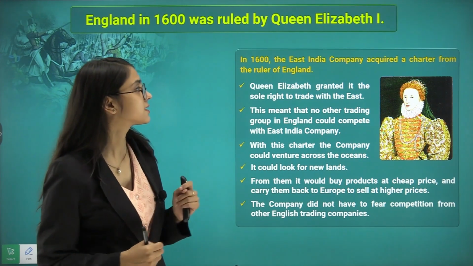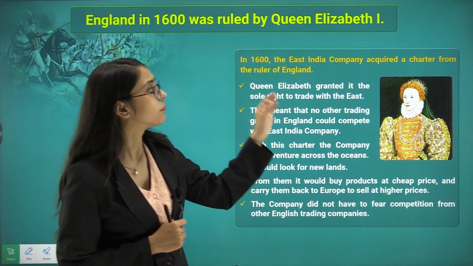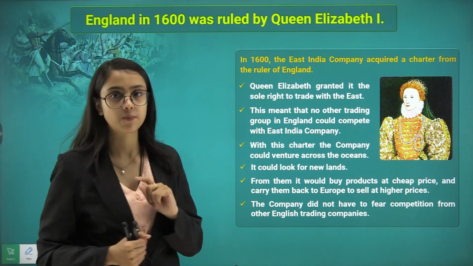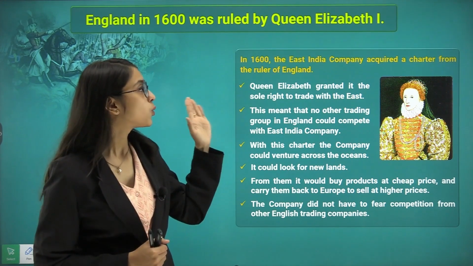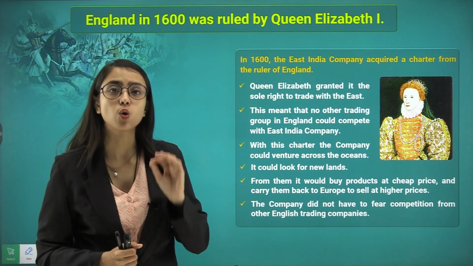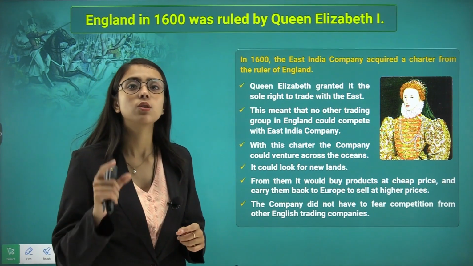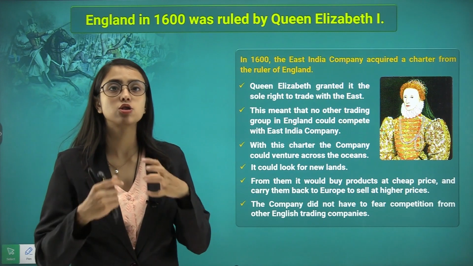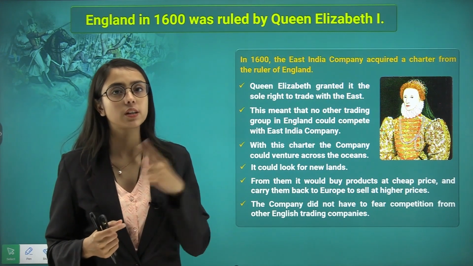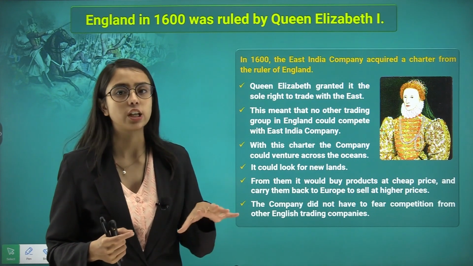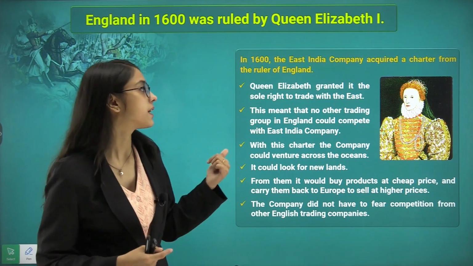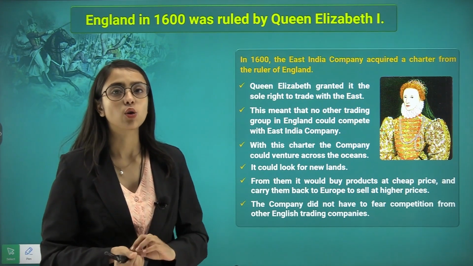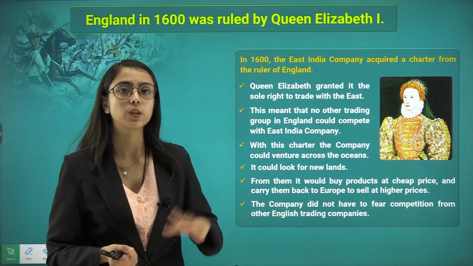Let's have a look. So, as you can see here, in 1600, the East India Company acquired a charter from the ruler of England, Queen Elizabeth I. So, what was there? Queen Elizabeth granted the sole right of trading with the East to the East India Company. So the East India Company had the sole power, the monopoly, to trade with the Eastern countries. That consisted of all of Asia. This meant that no other trade company from Britain or from any part of England could function, trade or merchandise with the East.